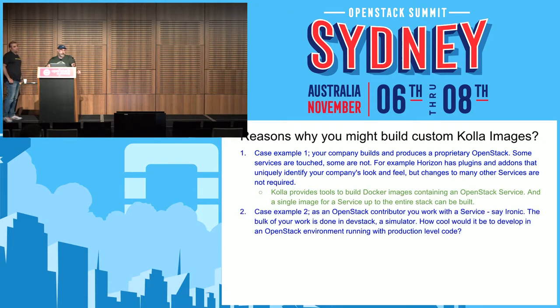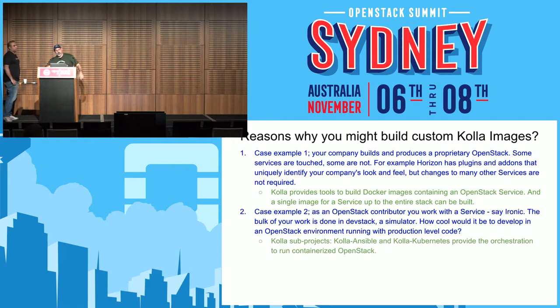The second example is you're an OpenStack contributor, as most of us are, or many of us are, and you work with a service, say Ironic. The bulk of your work is done in DevStack, which is a simulator. So how cool is it to develop in an OpenStack environment running with production-level code? It's actually very cool because I was testing Master a couple of weeks ago, and I found a Cinder bug. And when I traced it down, it was a change that someone had added to DevStack to get over a problem, and then they took the workaround out and it was failing in a production environment. So little things like that creep in, and that's why it's good sometimes to work in a production environment, even for development.